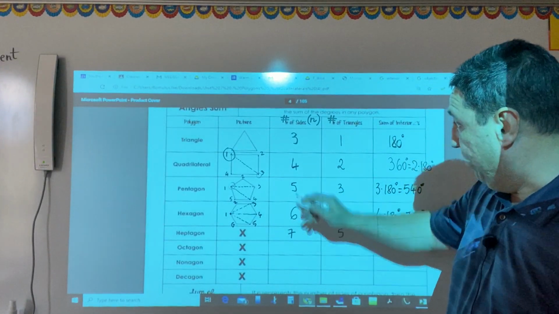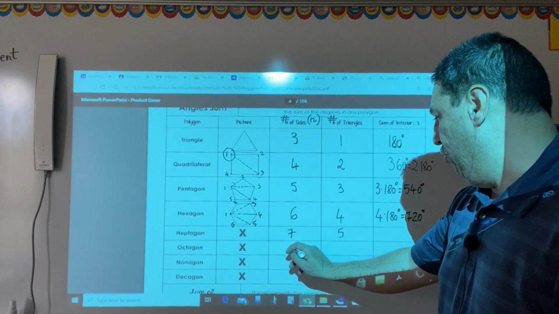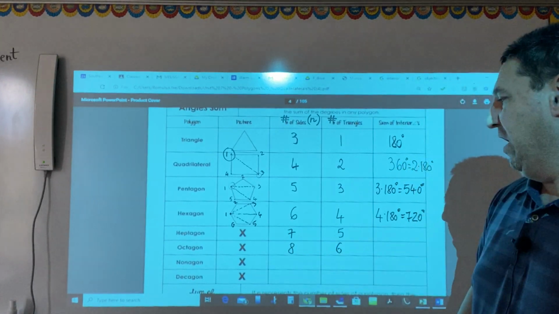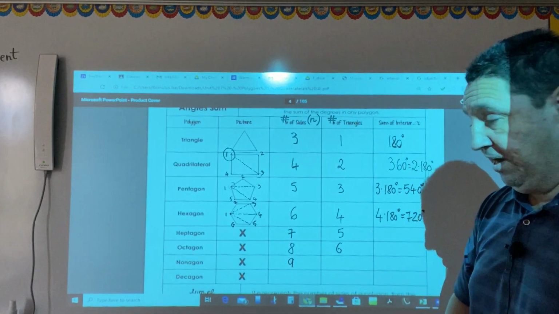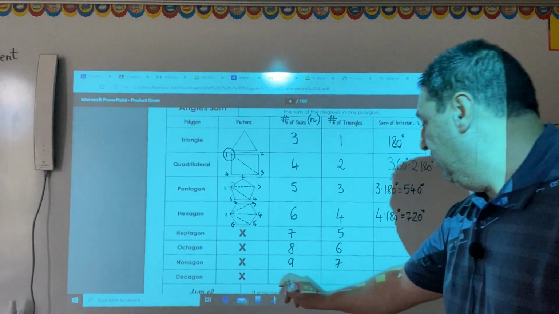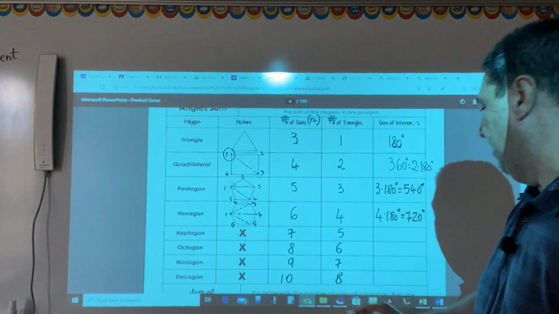Now, if you repeat the same pattern for an octagon, we're going to have 8 sides and 6 triangles. For a nonagon, we're going to have 9 sides and 7 triangles. For a decagon, we're going to have 10 sides and 8 triangles.